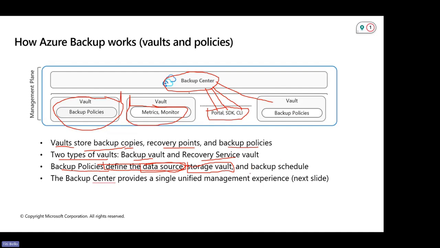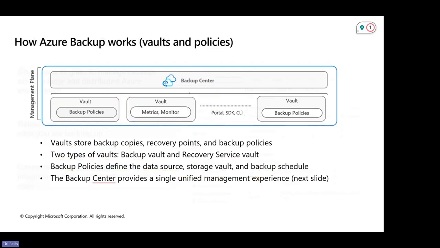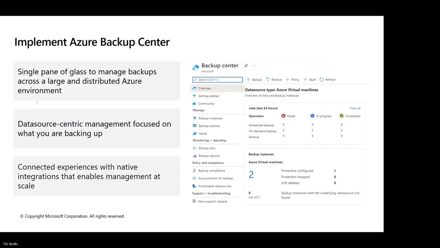And then you now have schedule. How often should the backup happen, right? Maybe this can happen twice a day, twice a week, or 4 times a month. That is your backup schedule. Then Backup Center provides you a single unified management pane or portal to manage all of this that we talk about backup.